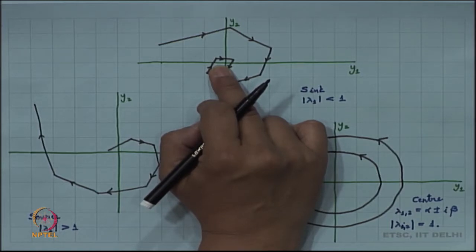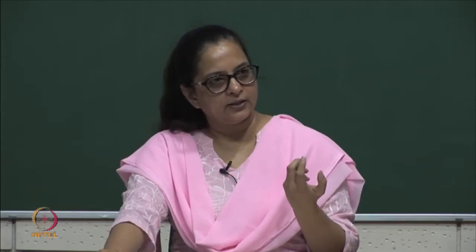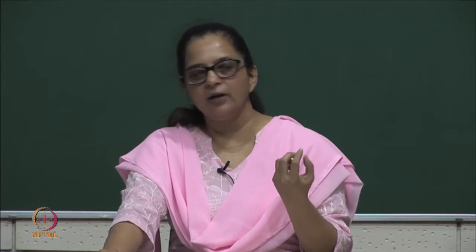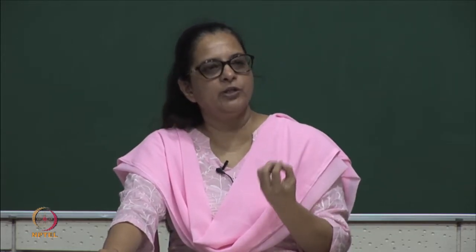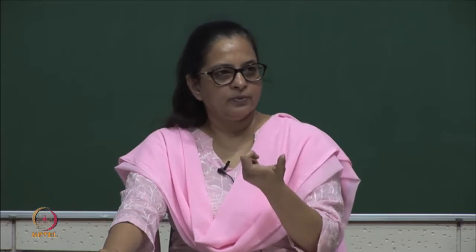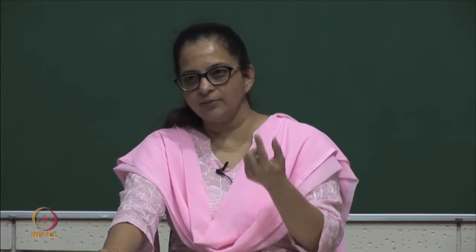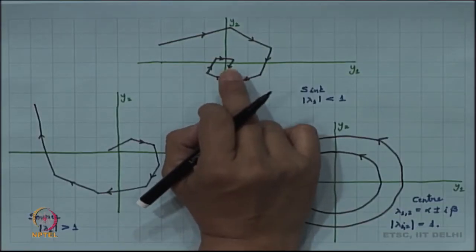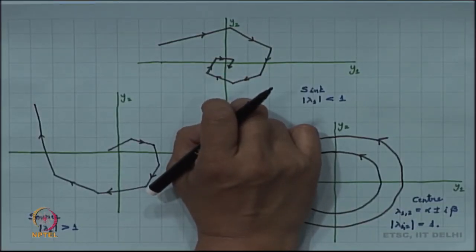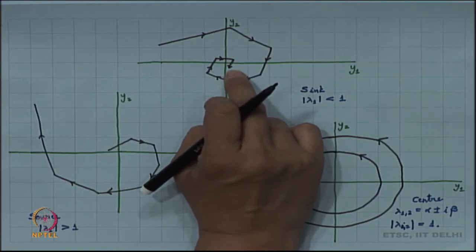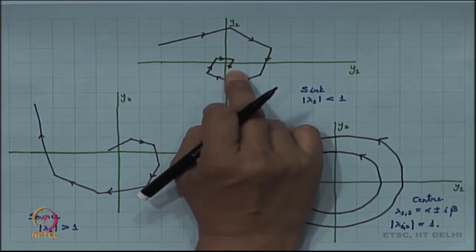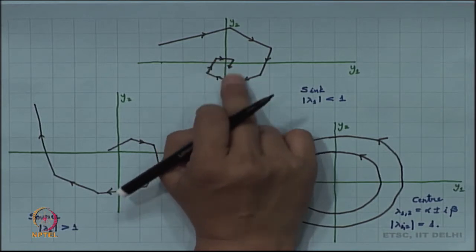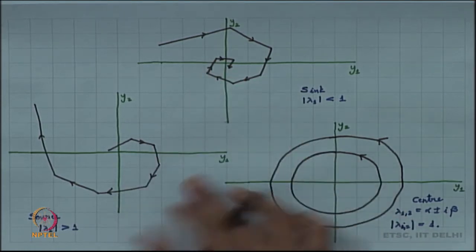So, when you are looking into J^n, the nth iterate, it will have something like mod lambda 1 to the power n into some rotation matrix, right. Since your rotation matrix is rotating, but ultimately your lambda 1 to the power n is tending to 0, it will ultimately converge to the origin. So, origin here is definitely a sink, but how is it doing? It is basically just spiraling around because of the presence of the rotation matrix.